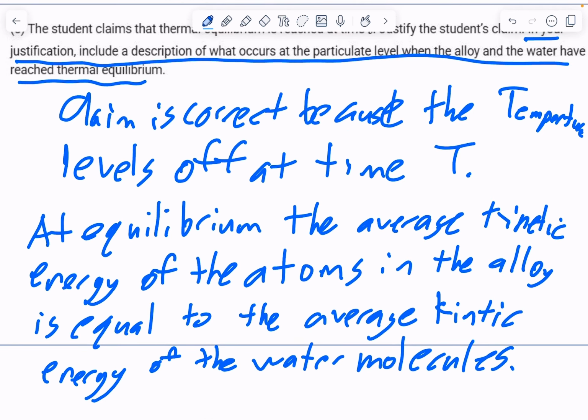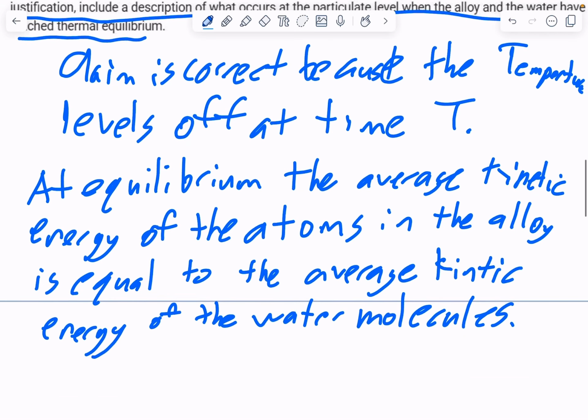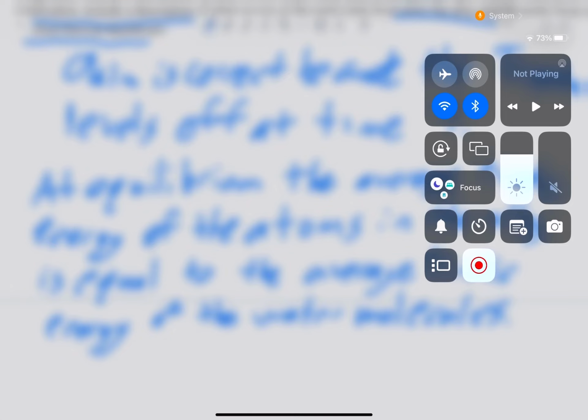So part one, you want to say that the claim is correct because in the graph the temperature is leveled off at time t. And then part two, the average kinetic energy of the alloy and the water are the same. So hopefully those three questions helped you a little bit with heat transfer.